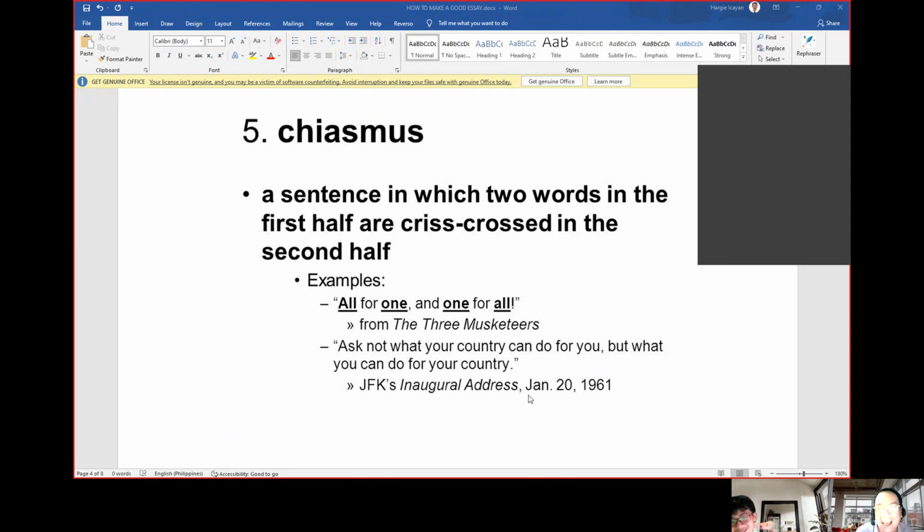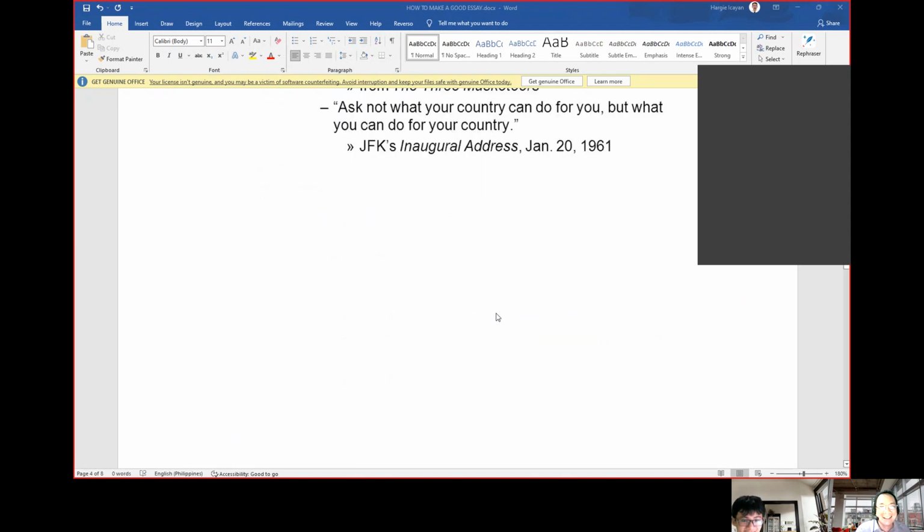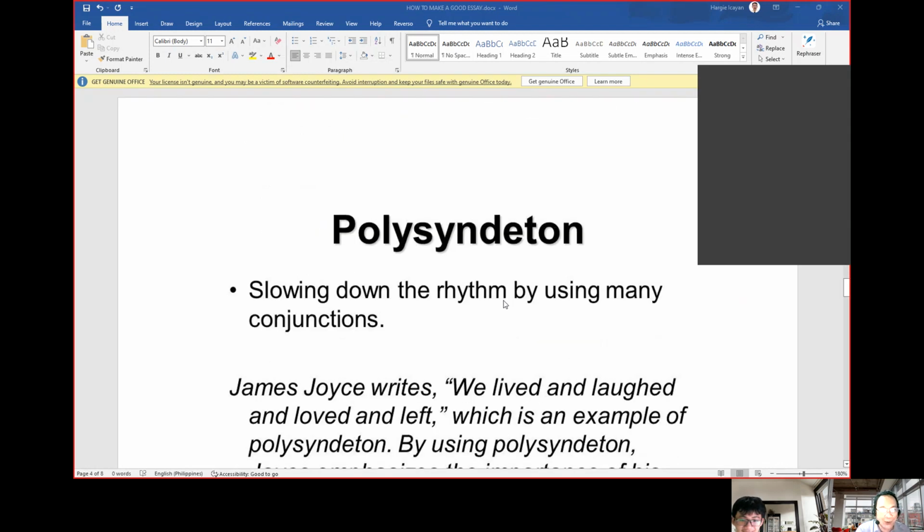So we use chiasmus. Okay, now how many do we have now? Four. Okay, again, the first one is? Tricolon. The second one? Tautology. The third one? Parallelism. The fourth one? Chiasmus. Very good. And there's more, okay, there is more.